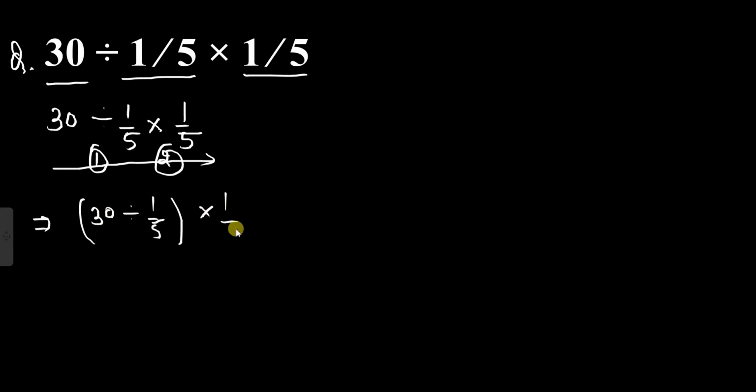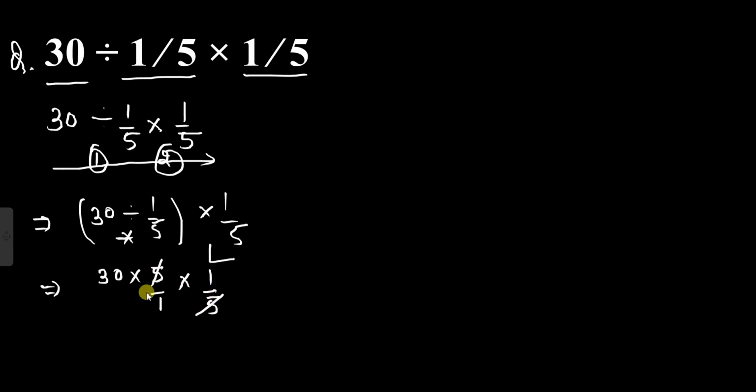times 1/5. Whenever we get a format like this, we convert the division into multiplication. Here, we reverse the 1/5 and take its inverse, 5/1, so 30 times 5/1. We'll replace division with multiplication. We'll flip 1/5 to 5/1, and this stays the same, 1/5.